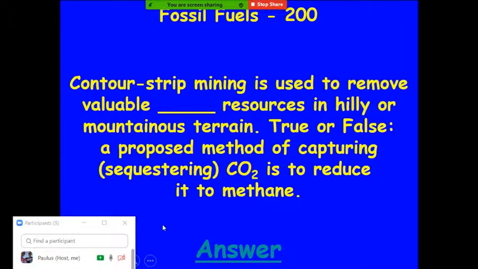Okay, contour strip mining is used to remove valuable blank resources in hilly or mountainous terrain. True or false? A proposed method of capturing, which is the same as sequestering, carbon dioxide is to reduce it to methane.